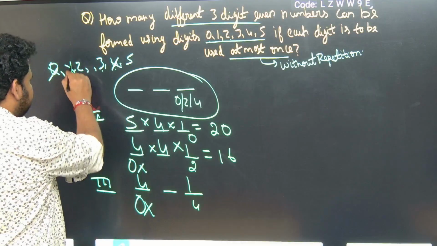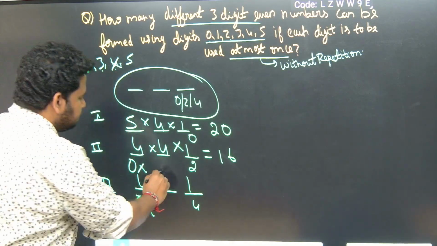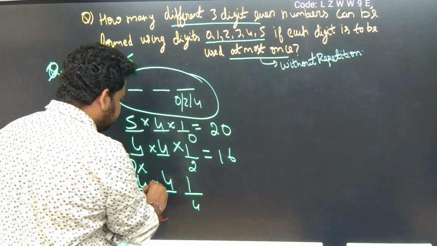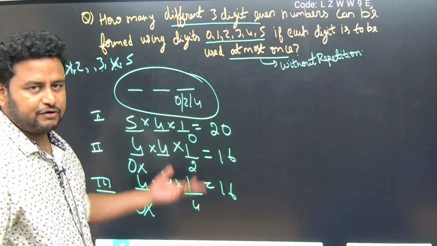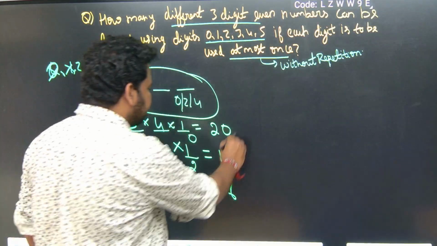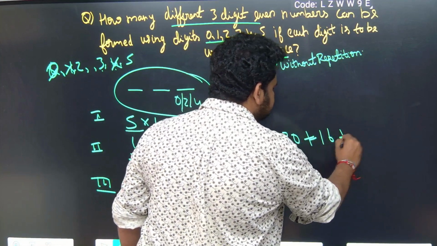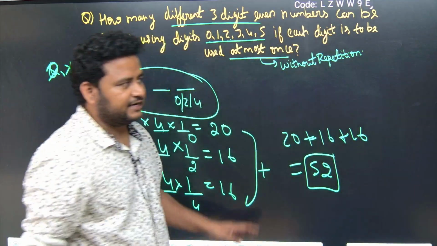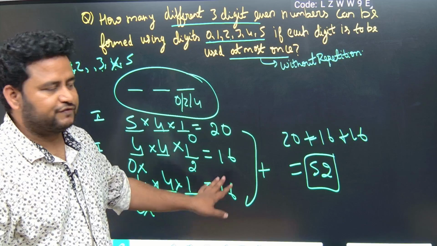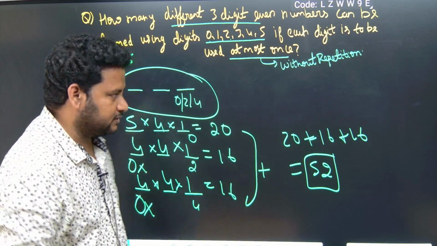Suppose I have placed 1, 1, 2, 3, again 0 can be used. So this will become 1, 2, 3, 4. So this will become 4 into 4, this will become 16. So total of these cases, now I should use the addition principle, add all of your cases, this will give us 20 plus 16 plus 16, that is equal to 52. 52 is the right answer to this question. Clear? Got it? Okay, done.